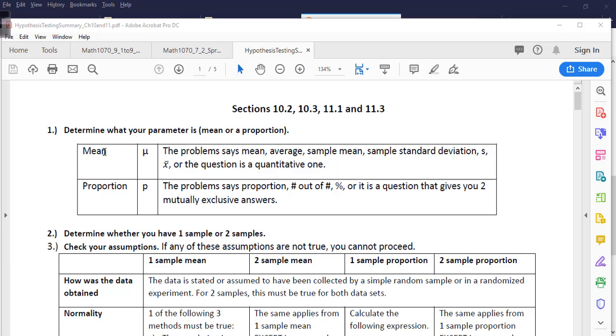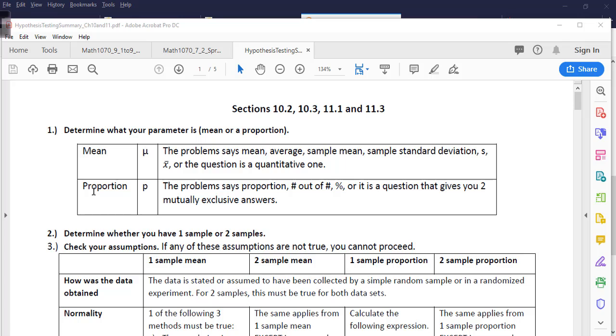If your parameter is mean or mu, then the problem would say something about mean, average, sample mean, sample standard deviation. They would use the symbols S, X bar, or the question that they would ask their sample is a quantitative one. So they would ask a question and your response would be a number.